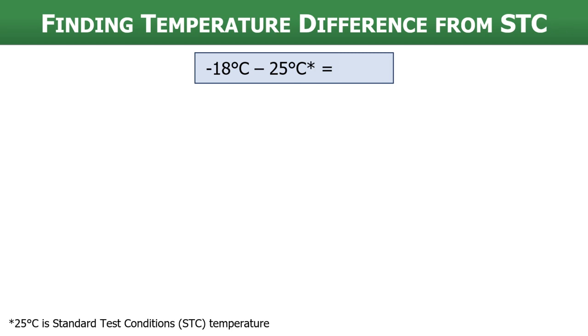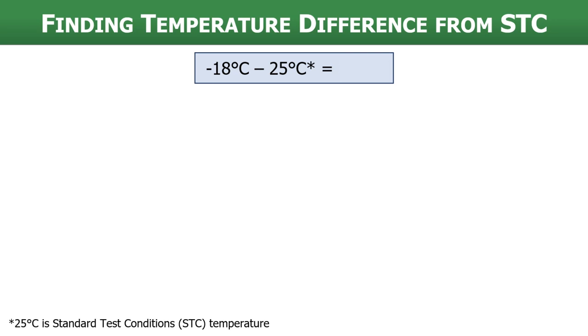You can see the little asterisks in our equation here. 25 degrees C is our standard test condition temperature. We use this a lot. And oftentimes we're trying to find the difference between our actual temperature, be it in the case of the equation here, our low temperature or a high temperature, and the difference between that temperature and standard test conditions.